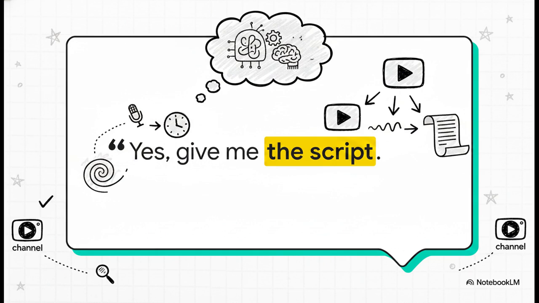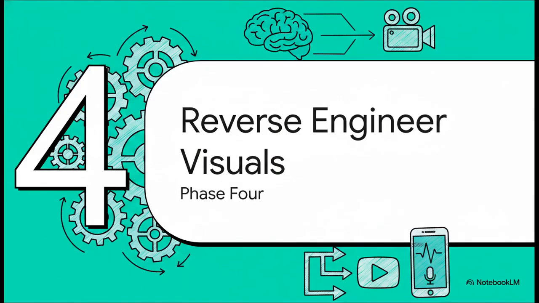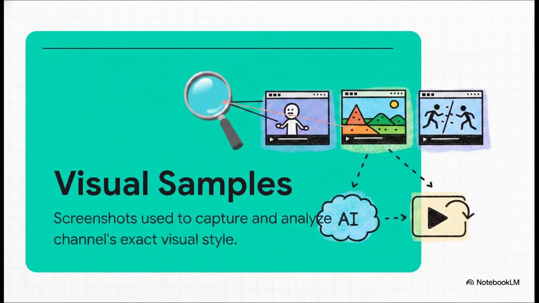You just copy it, drop it into a Google Doc for your project, and bam, your writing phase is completely finished. All right, let's look at step 4, reverse engineering the visuals. This is where we literally teach Claude how to see. You just go to the target channel, grab a few screenshots of their videos, and upload those image files directly to Claude with a quick note saying, "Images attached."